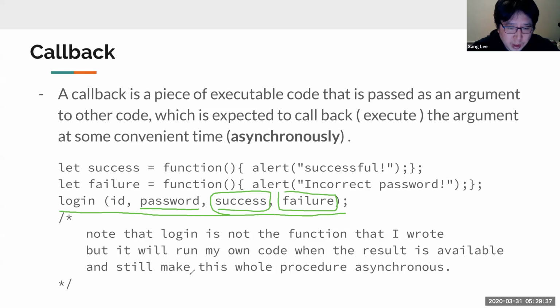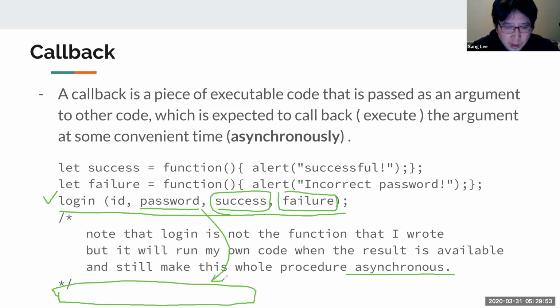So this will make this whole procedure asynchronous, which means that JavaScript is going to run this function, and then JavaScript is going to run the following line immediately without waiting. And then when they know the password matches, at that point it is going to run the success function or failure function. So in that way, this is asynchronous.